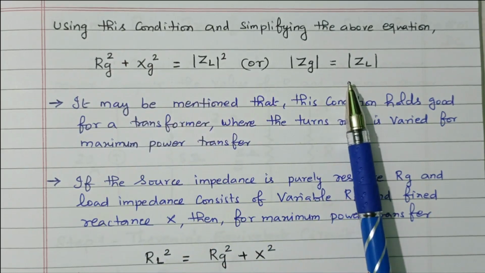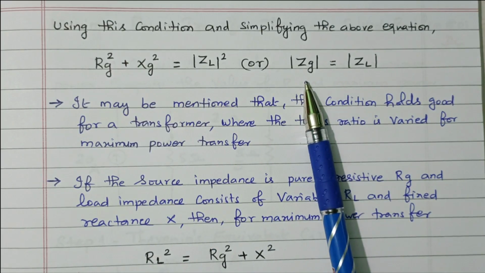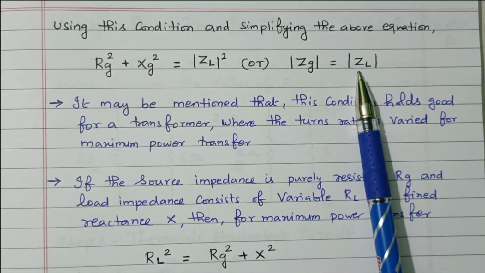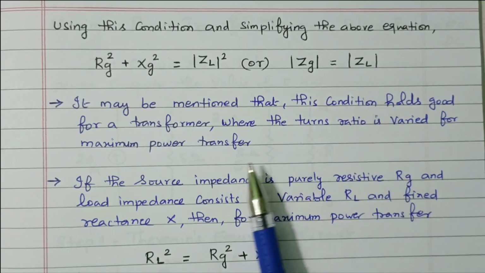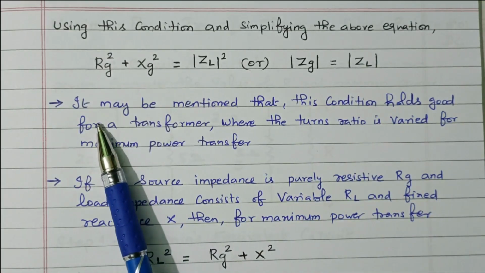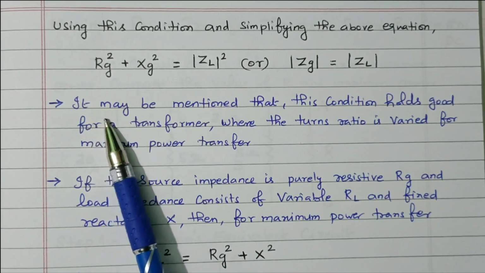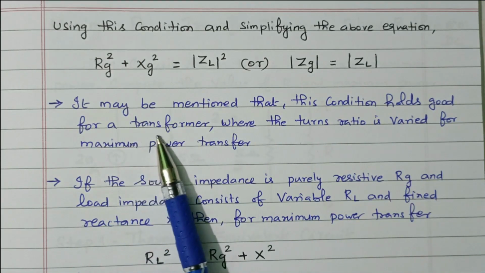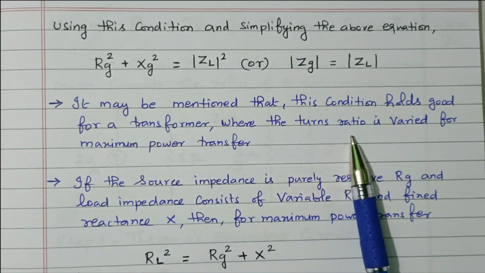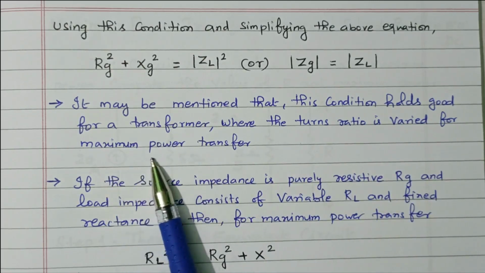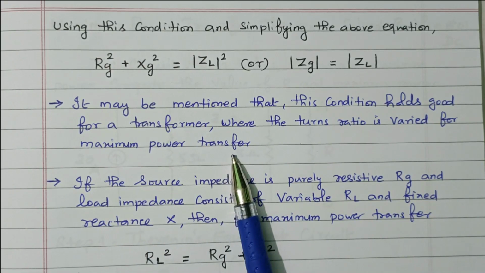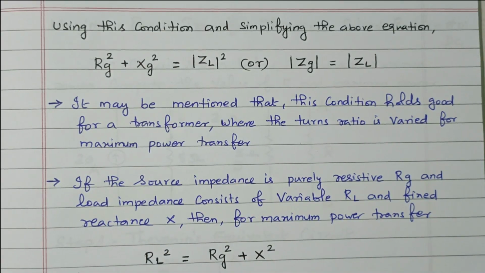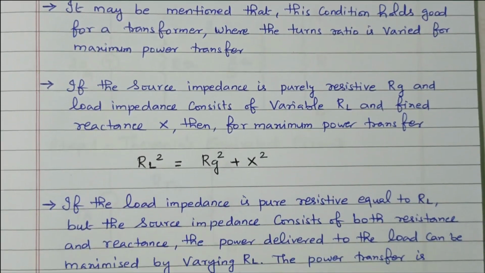So the third case is nothing but magnitude. Magnitude of the internal impedance equal to magnitude of the load impedance. Both are equal, right? So we have some more details available. It may be mentioned that this condition holds good for a transformer where the turns ratio is varied for the maximum power transfer theorem. So it can be applicable for the transformer also, right? So we will go for some more details.